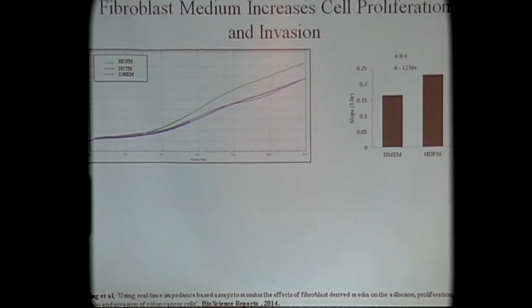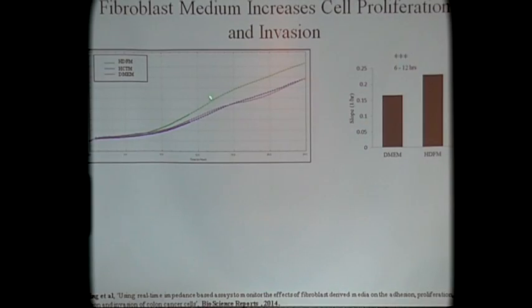This gave us some very interesting results. The first result that we saw is, yes, when you put the fibroblast media on top of these cancer cells, there's an increase, you can see here in the green line, so this is cells growing in the presence of fibroblast media. So there's an increase in the proliferation of these cells, and we're able to monitor this over 24 hours.